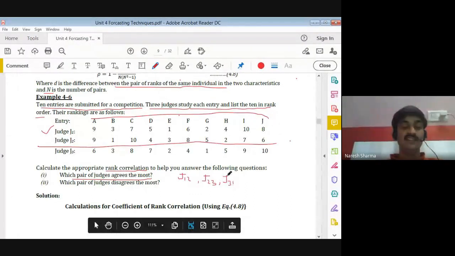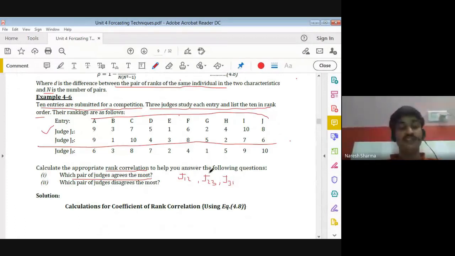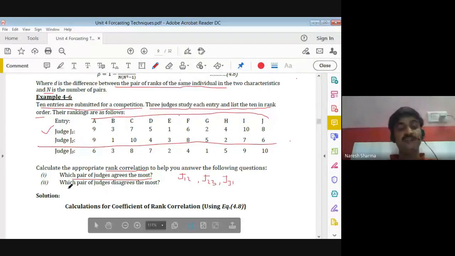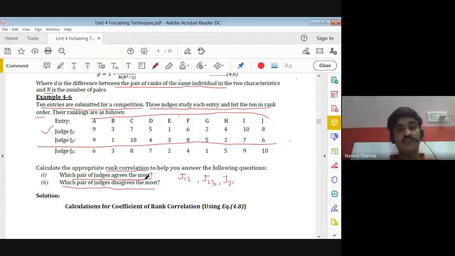The highest correlation means their decisions are close to each other, and negative means opposite decisions. Which pair of judges disagrees the most? That means the correlation is closer to -1, and mostly agreeing means closer to +1. We know that correlation always lies between -1 and 1, so it lies in this range.